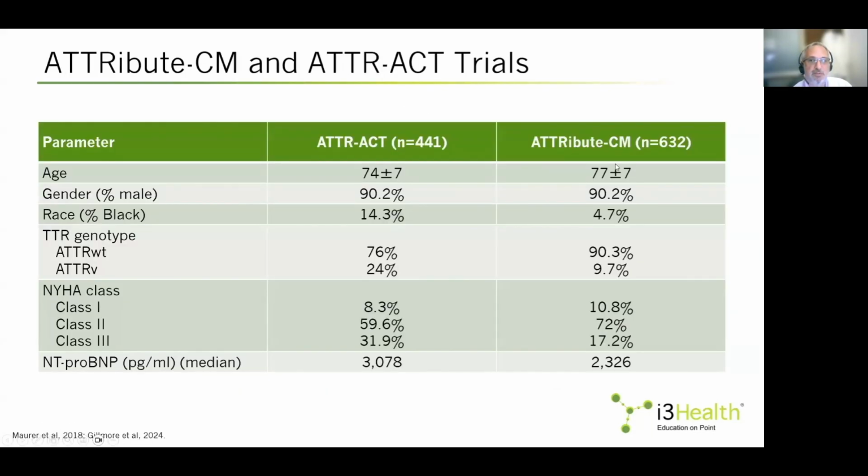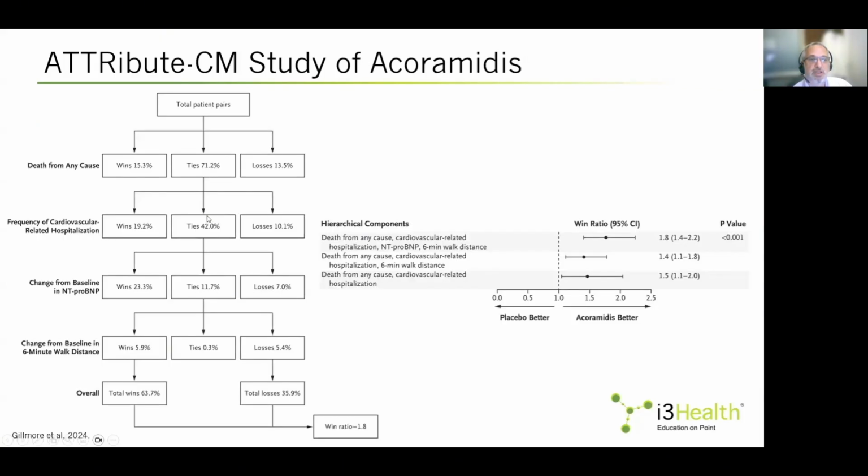The ATTRv-CM trial, looking at Acoramidis, very similar age and gender to ATTRACT, a little less African Americans and a little less variant patients enrolled. They were actually much healthier with more class 2 and class 1 than class 3, and the NT-proBNP was lower. And this drug was markedly effective.